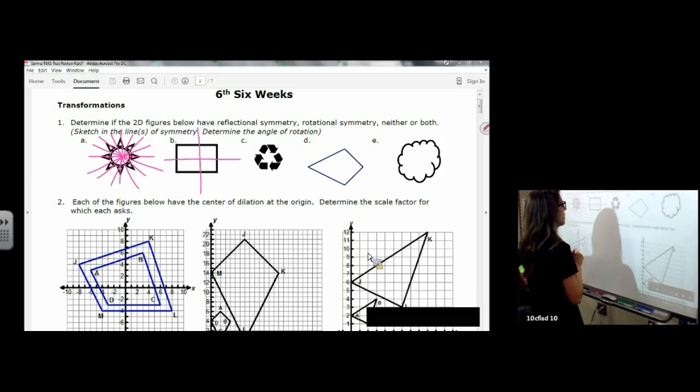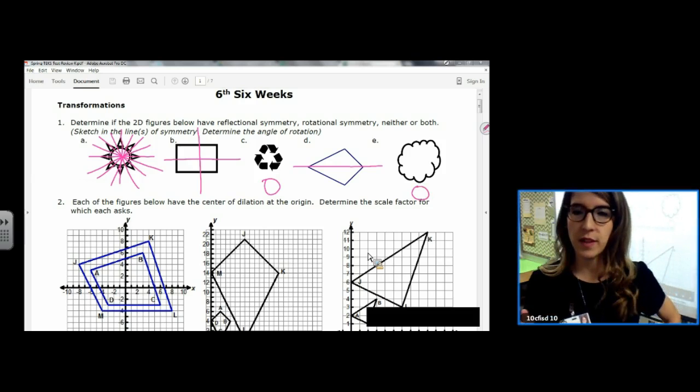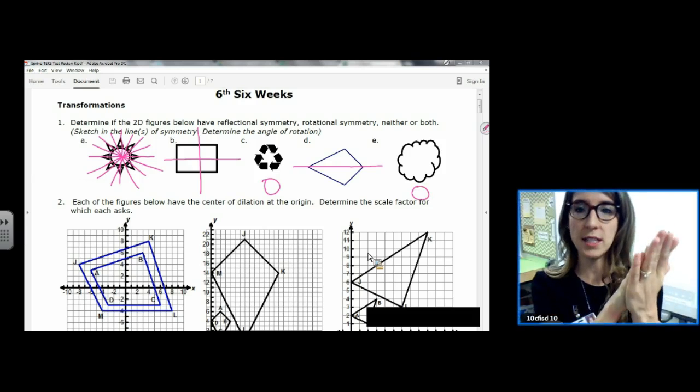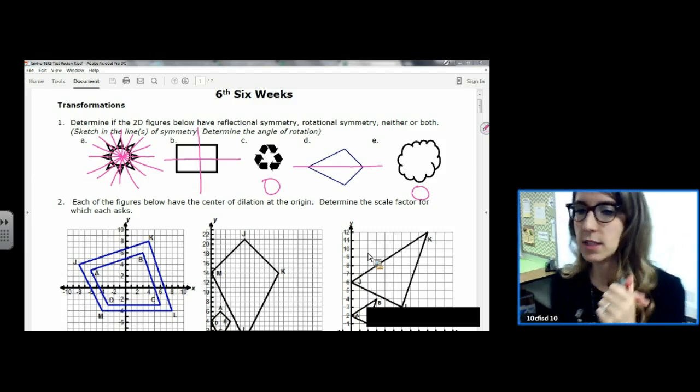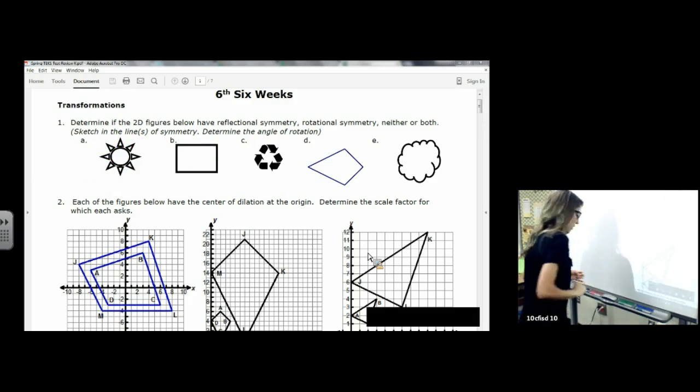This one would have 2, this one would have 0, this one would have 1, and this one would have 0. So we're good with reflectional symmetry. I could fold it and it would look the same on either side. Angle of rotation. All right.